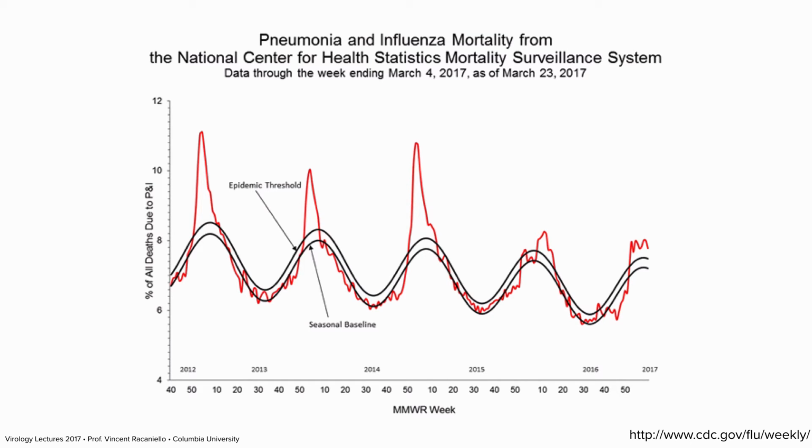So the threshold is what you would predict in a typical season. For some reason, sometimes there's more mortality for a variety of reasons. It can be the isolate of influenza virus circulating, other conditions as well.